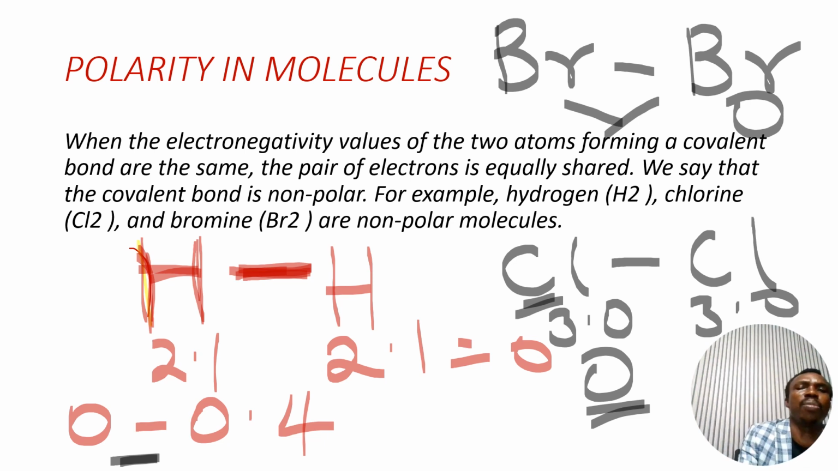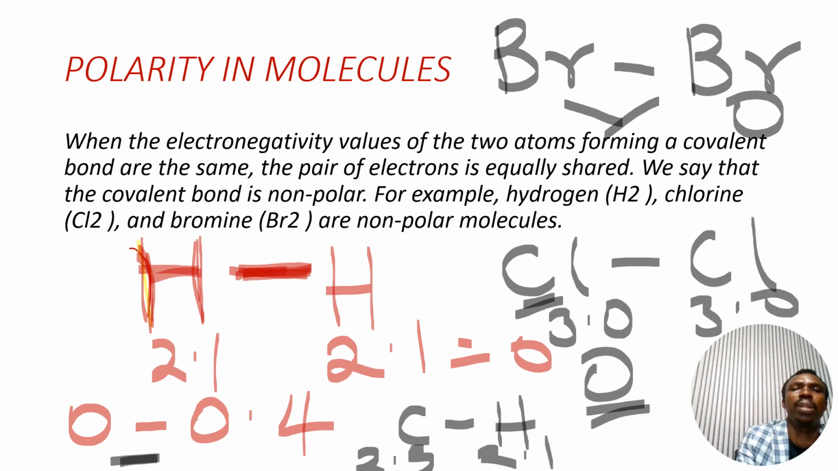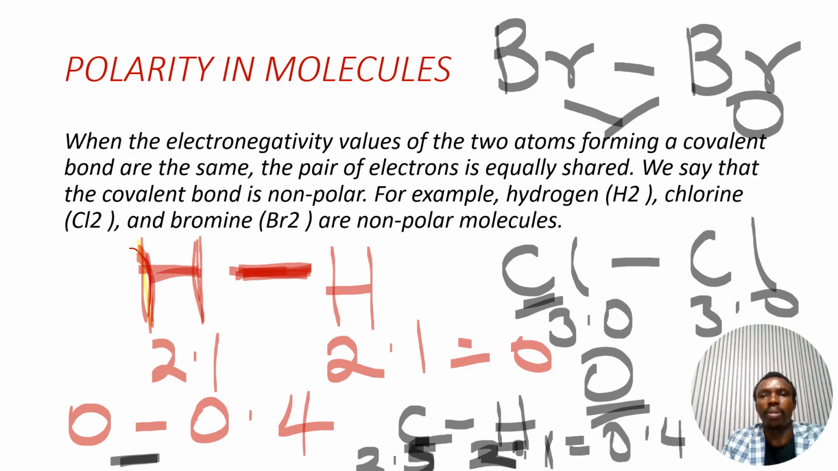Let's take carbon single bond hydrogen. The electronegativity of carbon is 2.5 and hydrogen is 2.1. So if I had to check, the difference is 0.4. So the bond is said to be what? Non-polar bond. So it's as simple as A, B, C.